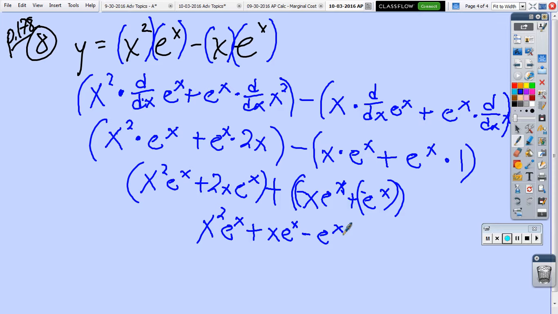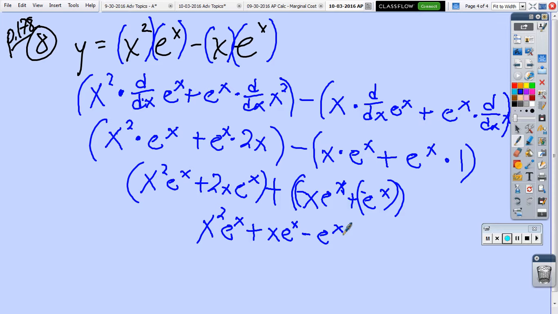And then going through here, the derivative of e to the x is e to the x. The derivative of x squared is 2x. The derivative of e to the x is e to the x, and the derivative of x is 1. So it's a matter of simplifying here. Am I explaining that well so far? Yeah. Okay. So we have this minus this.